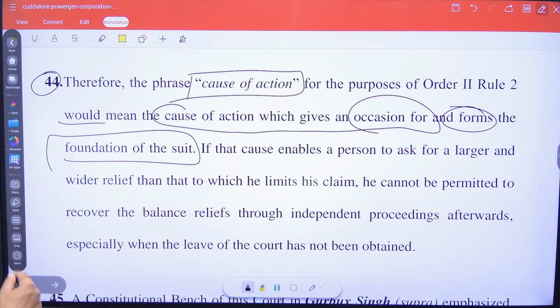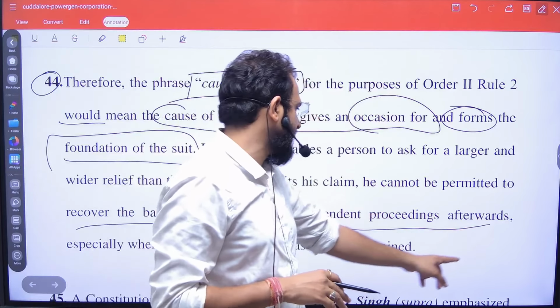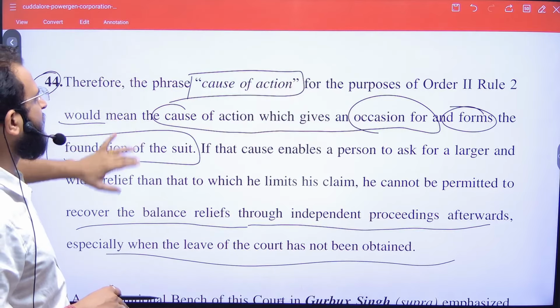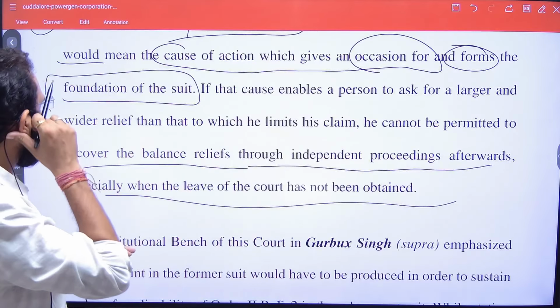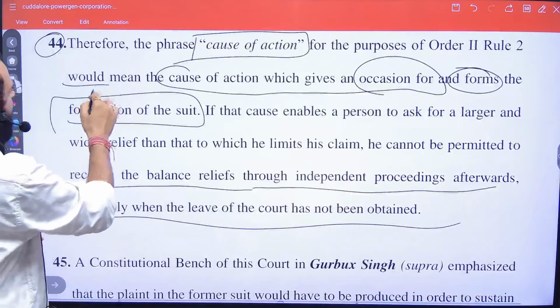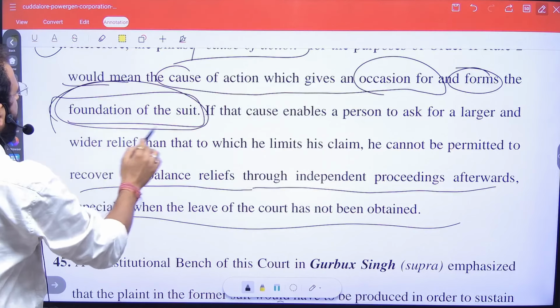If that cause enables a person to ask a larger and wider relief, then that too which he limits his claim, he cannot be permitted to recover the balance relief through independent proceedings afterwards. So this is the interpretation given with respect to the word cause of action. So cause of action is basically something which forms the foundation of the suit. Right? ये लिखा हुआ है.